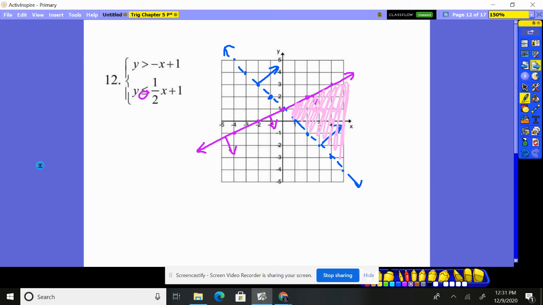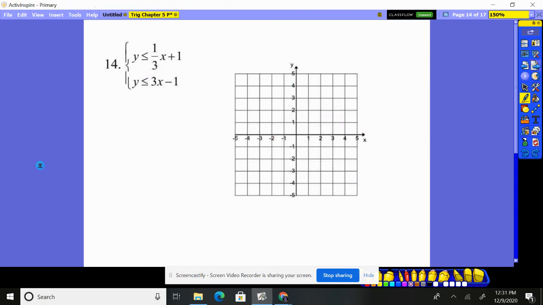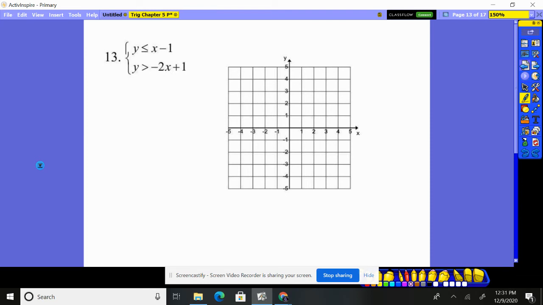All right, let's go to the next problem. If the board doesn't mess up, man, it's messing up. There we go. It jumped two of them. We want number 13. So let's do 13.